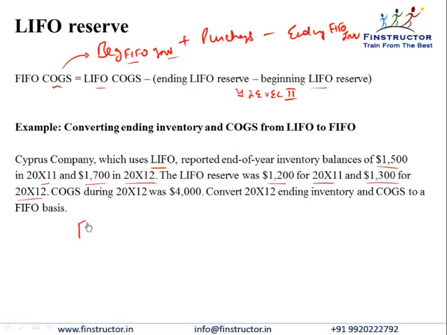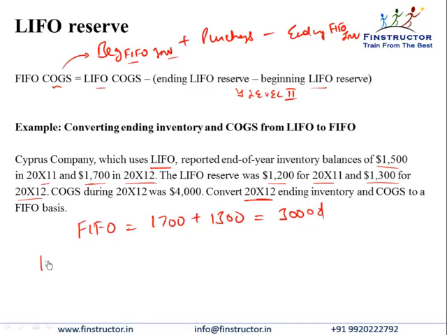So the FIFO inventory would be the LIFO inventory, that is $1,700 in 2012, plus the ending LIFO reserve, that was $1,300. So companies using LIFO need to report the LIFO reserve, which when added to the LIFO inventory gives me the FIFO inventory, which in this case is $3,000.